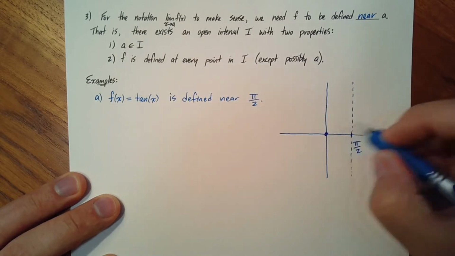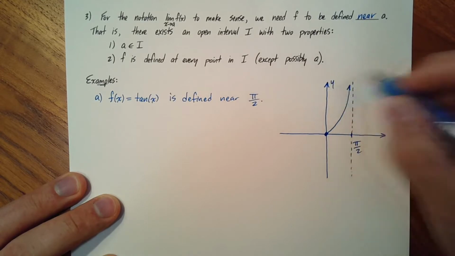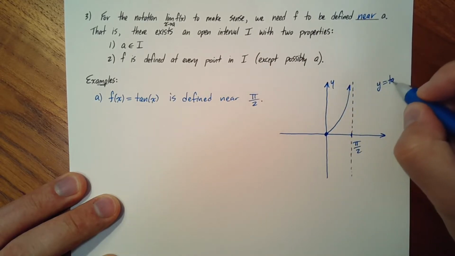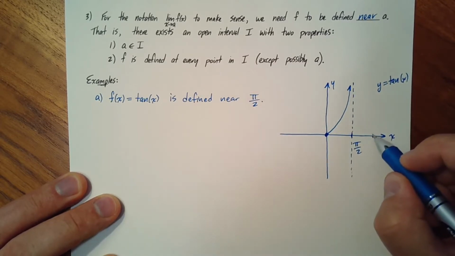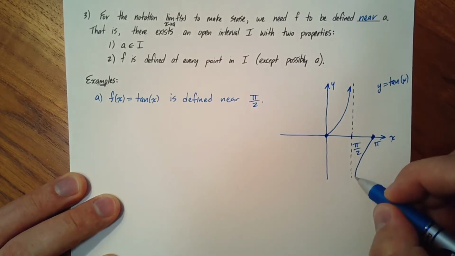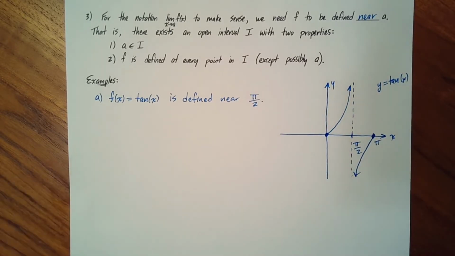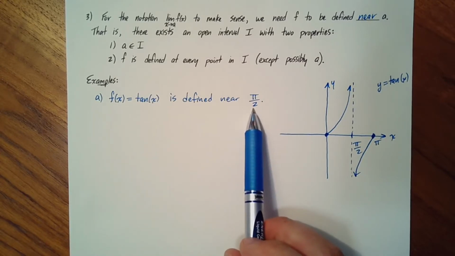And what does the function do? It goes through the origin, and goes up like this. Maybe I'll label the y-axis. We've got the graph of y equals tan of x here. This is our x-axis, and right at the point pi, it hits the x-axis and goes down towards that vertical asymptote. My claim to you was that f of x, defined by tan of x, is defined near this point pi over 2.